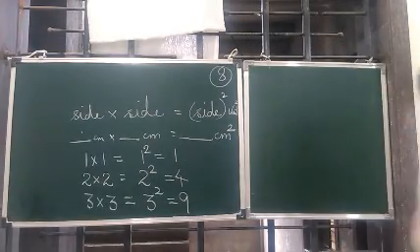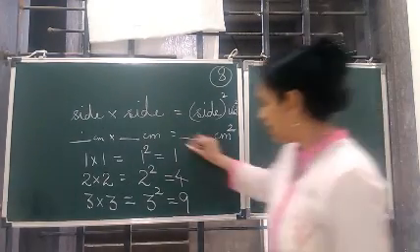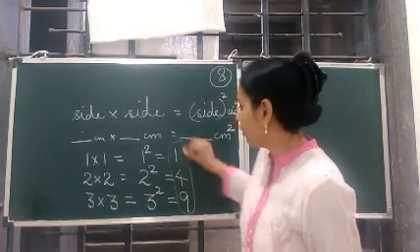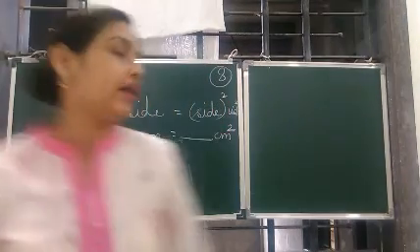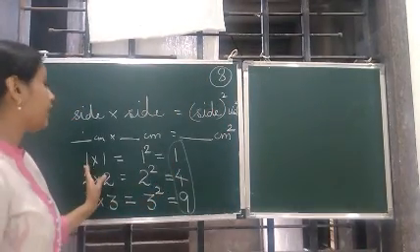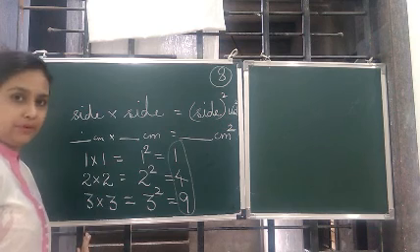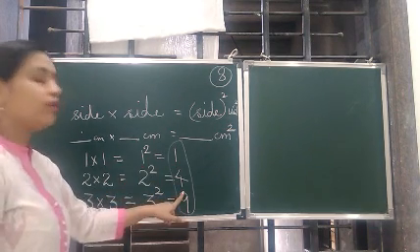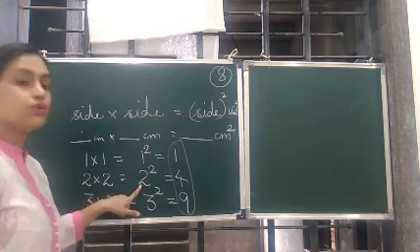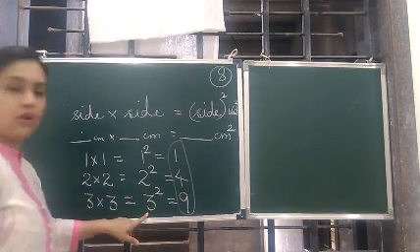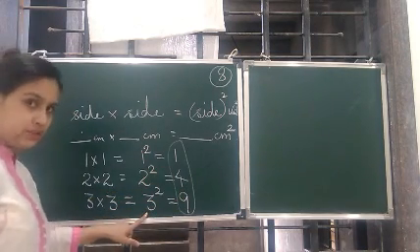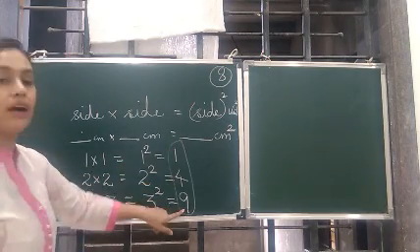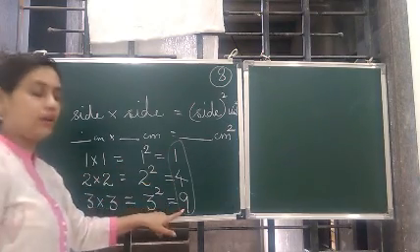So these numbers, the products which we have got, are known as the square numbers. These are the squares of certain given numbers. Yes, 1 is the square of 1. 4 is the square of 2. 9 is the square of 3. Clear, children? So such numbers are known as square numbers.